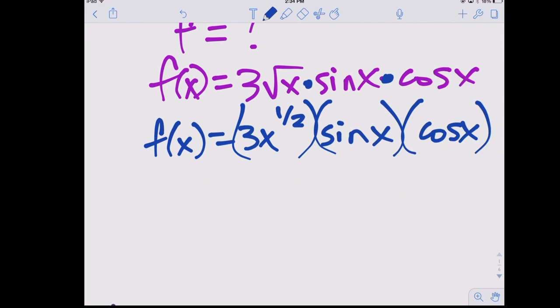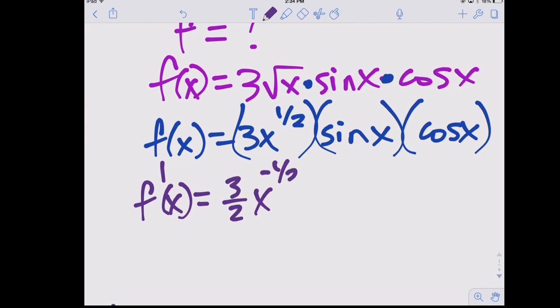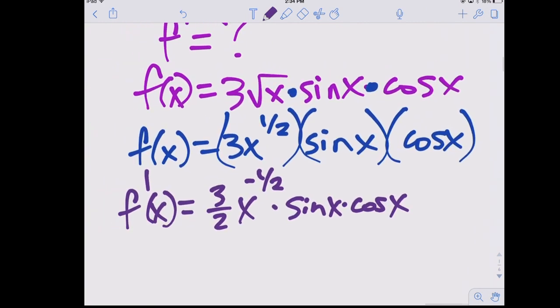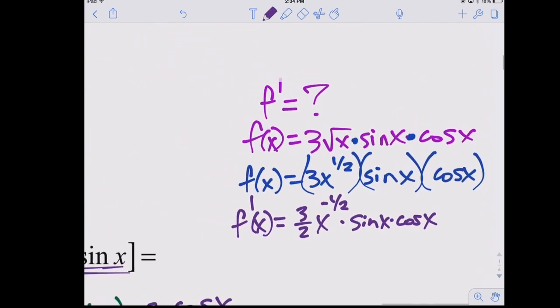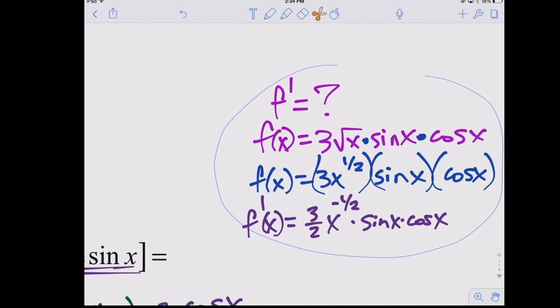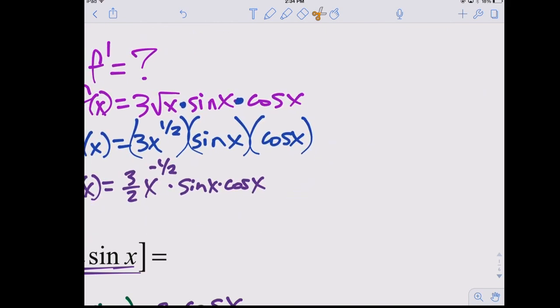One at a time. 3 factors, 3 terms. All right, here we go with the first one. The derivative of f is f prime. 3x to the 1/2 becomes 3/2 x to the negative 1/2. Okay, negative. And then the other 2, just times sine, times cosine. You have to write them. You can't just leave them out. Now, I'm running out of room, so let me bring all this over here so I have room.